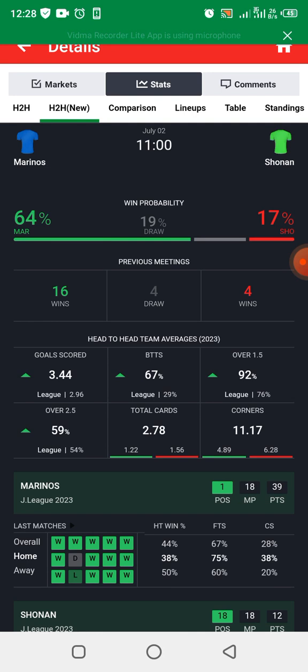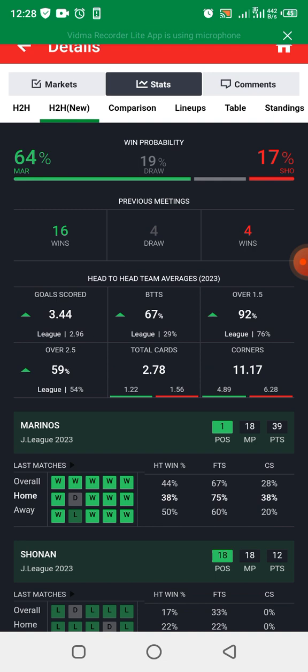Head-to-head team averages. This is where you are going to see all the percentages of the goals scored. So if you check it very well, you are going to see where they wrote goals scored, BTTS, and you will see where they wrote over 1.5 goals. So the chance of playing over 1.5 goals among these two teams is 92%.